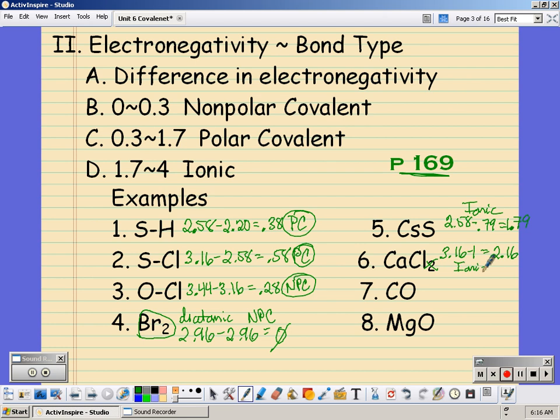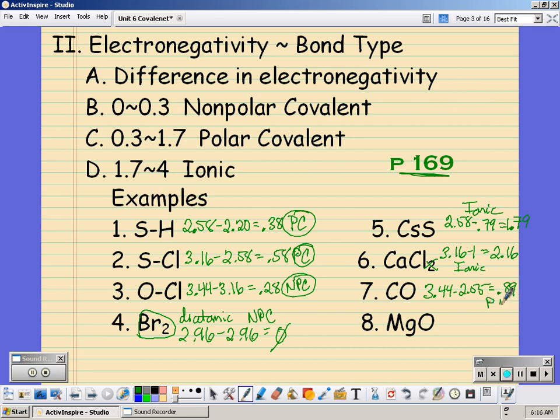C and O. Carbon has an electronegativity value of 2.55, so we would take oxygen, 3.44, minus carbon, 2.55, and we would get 0.89. 0.89 falls between 0.3 and 1.7, so this is polar covalent.